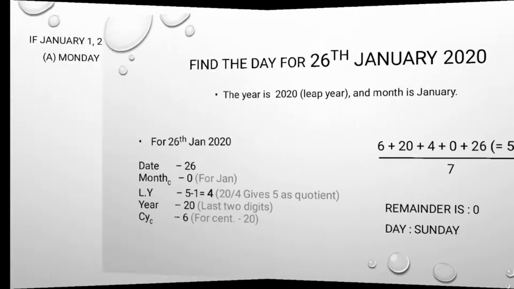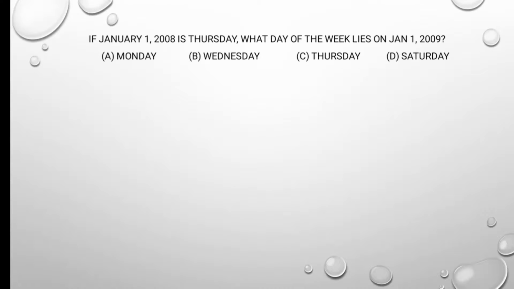Okay, now let us discuss a different question. The question says, if January 1, 2008 is Thursday, what day of the week lies on January 1, 2009? So for January 1, 2008, let us calculate what the remainder was. Thursday means R. That is the day we are given for January 1, 2008.